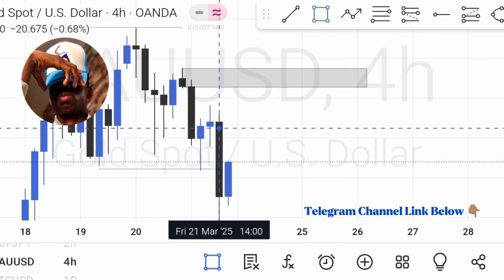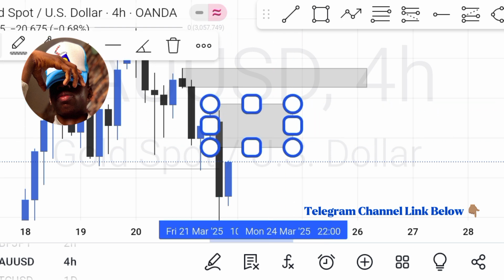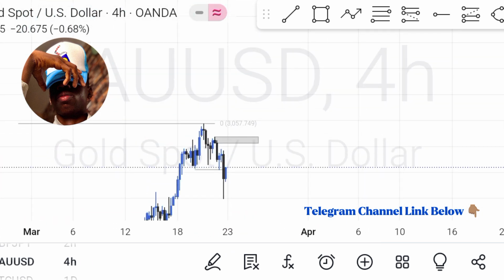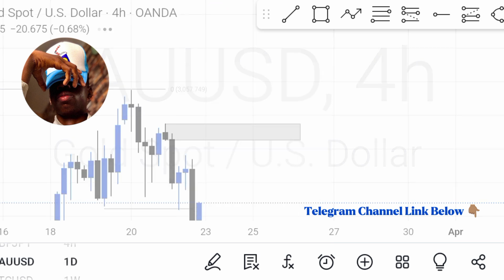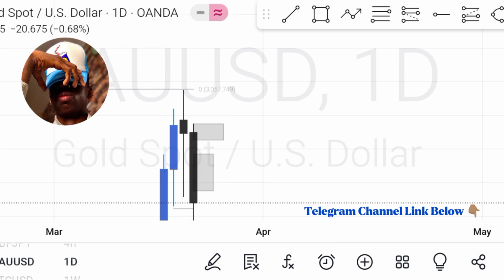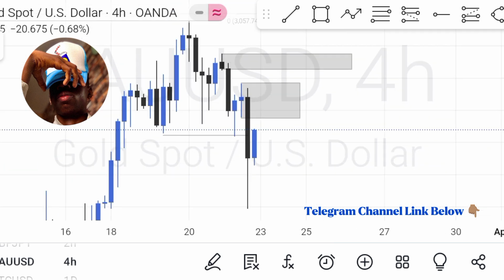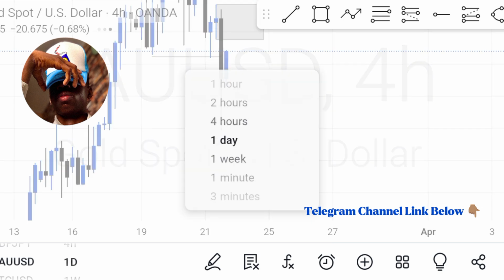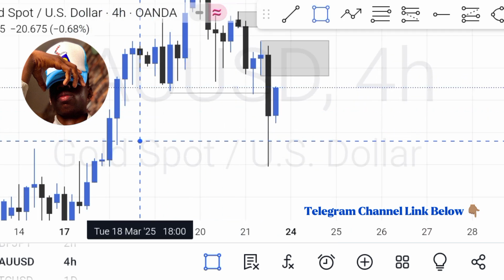Try to spot our supply zones. Sorry, this is for the 4-hour time frame. Okay, so we are not expecting a pullback. Where did our rebound zone go? Did I erase it? Okay, so our rebound zone is here.